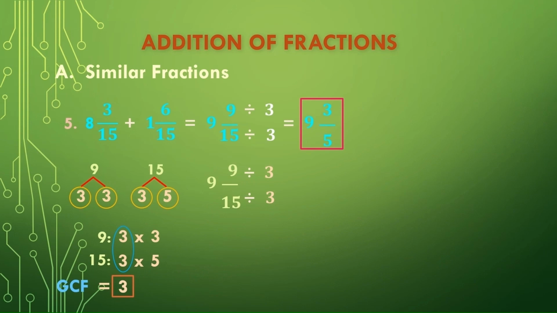Let's now divide 9 and 15 by the GCF, which is 3. Coincidentally, in this specific example, the greatest common factor, or GCF, of 9 and 15, which is 3, is the same as the common factor we used earlier when employing the division by common factor method. Let's copy the whole number. 9 divided by 3 is equal to 3. 15 divided by 3 is equal to 5. 3 and 5 have no more common factors. Therefore, 9 and 3/5 is already in its simplest form.